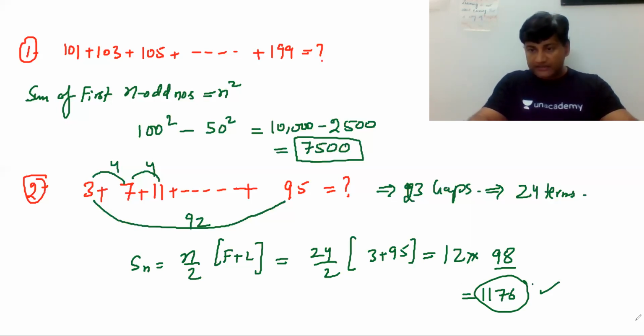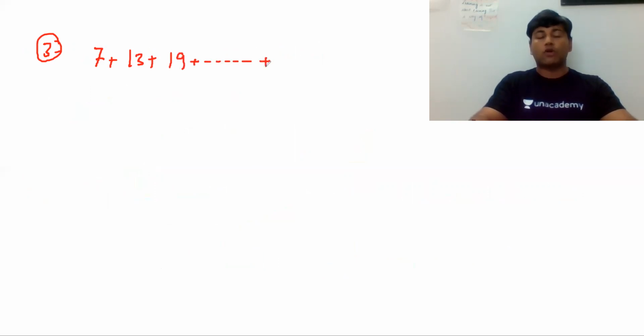Now let me take one more example. Now I am taking the third question of AP. Now this time the series is 7 and 13 and 19 and so on you are given, but you are not given the last term, you are given that up to 11 terms.